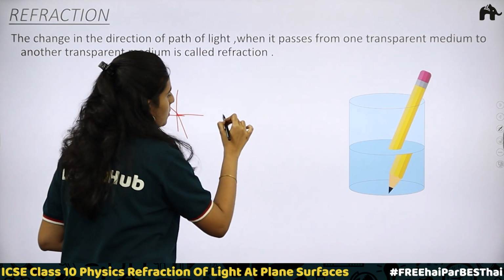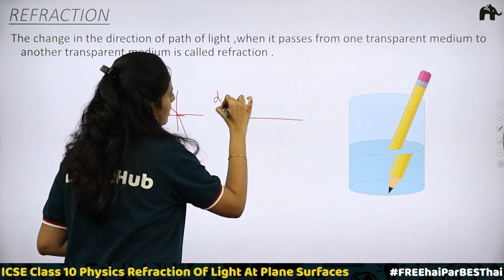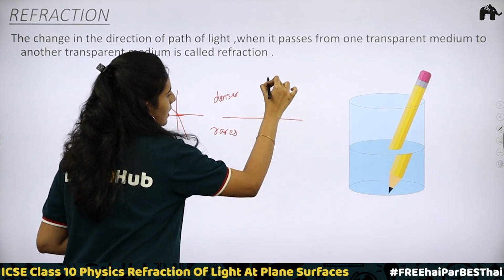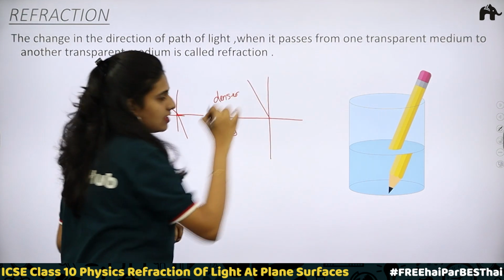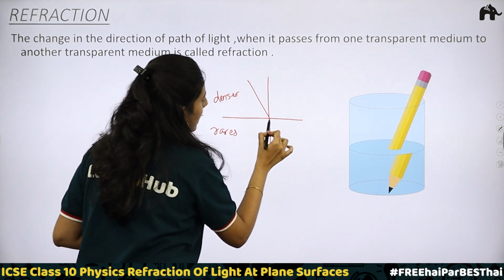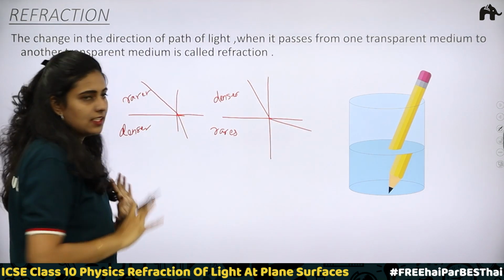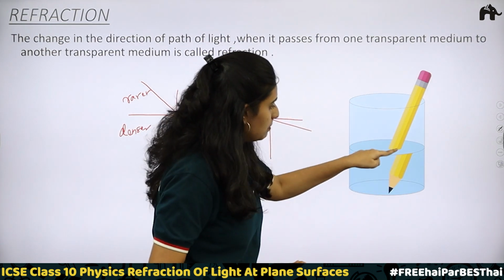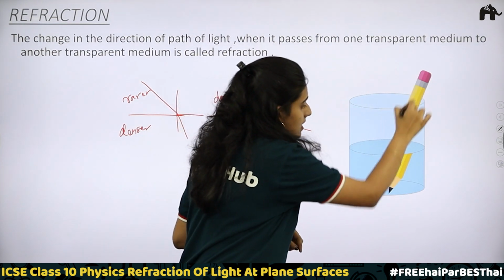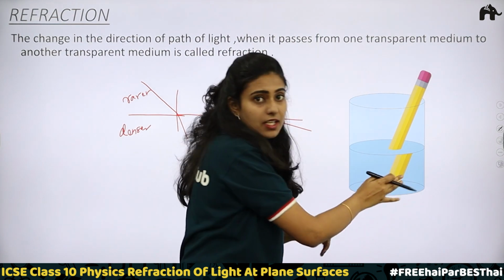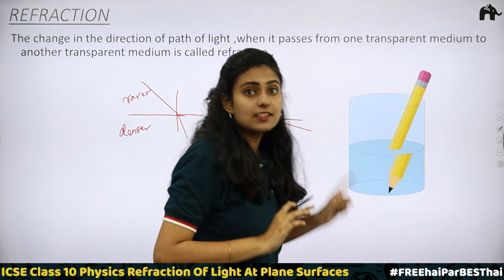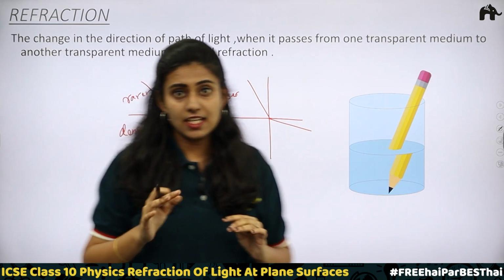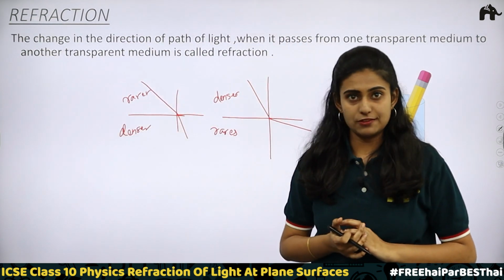Just the opposite happens if the light is traveling from a denser medium to a rarer medium. Here you have the normal. This is your incident ray. Light bends away from the normal. These are the basics. And here you can see an example. A pencil which is dipped in water, you will be seeing a breakage here. The straight pencil appears broken. What is the reason? This is also due to refraction of light. Today we'll be discussing in detail the consequences of refraction.